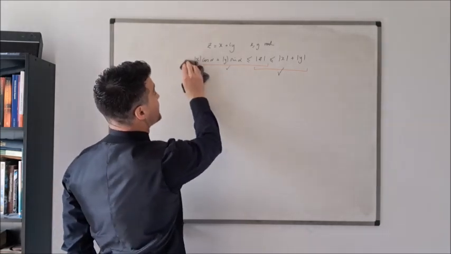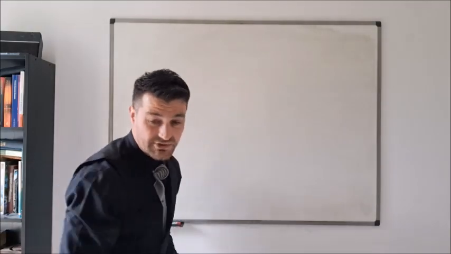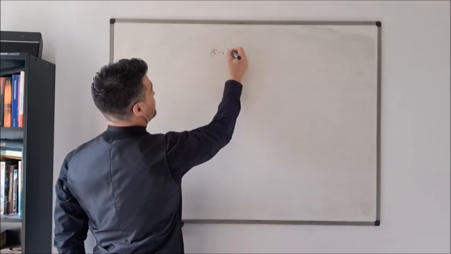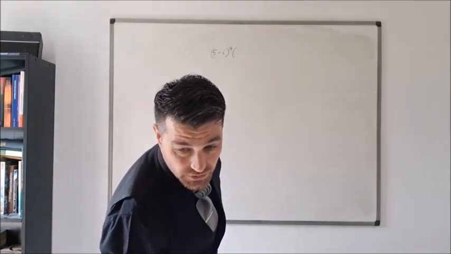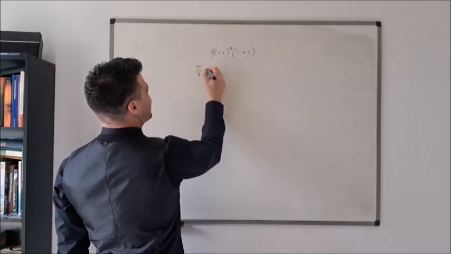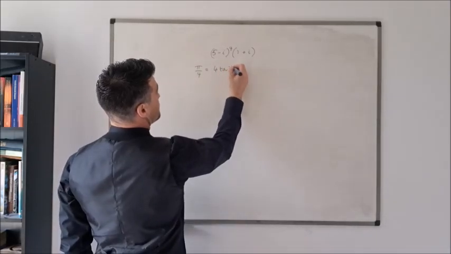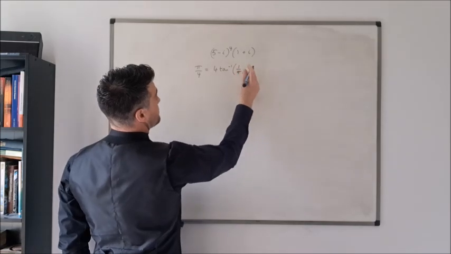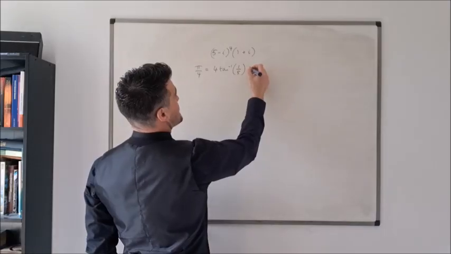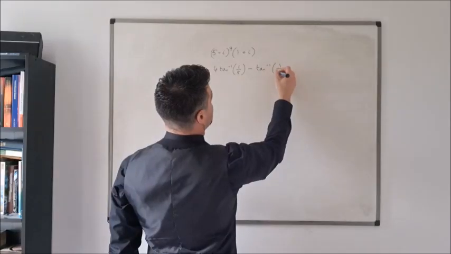Okay, so we're done with that now. I don't even think we need that anymore, so let's get rid of that. Right, so now we've got: by considering (5 minus i) to the power of 4 times (1 plus i), show that pi by 4 is equal to 4 inverse tan of 1/5 minus inverse tan of 1 over 239.